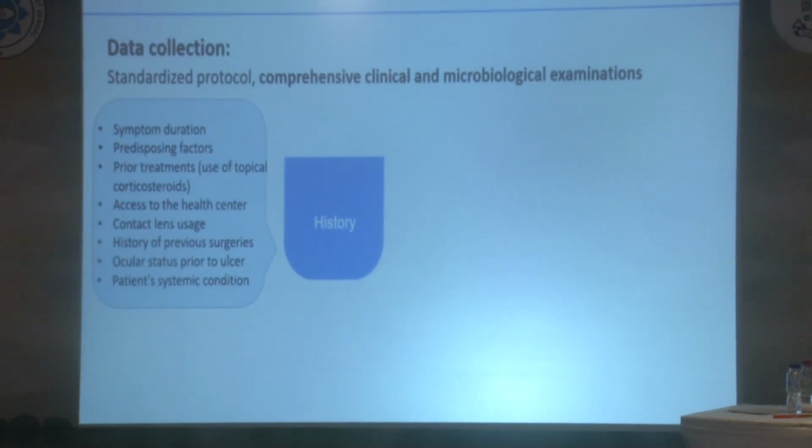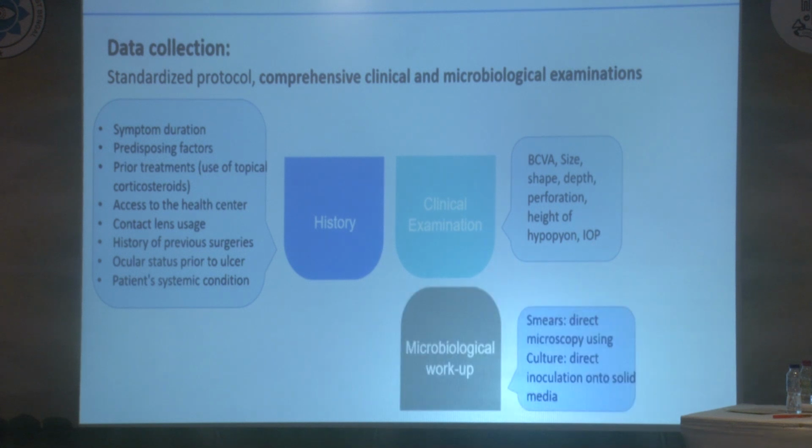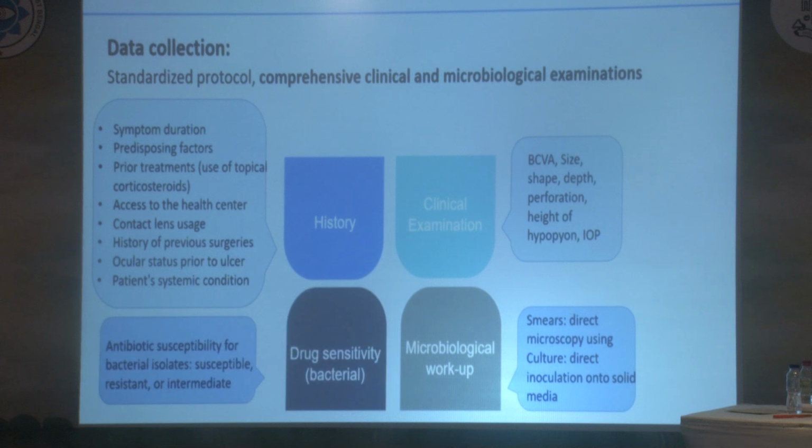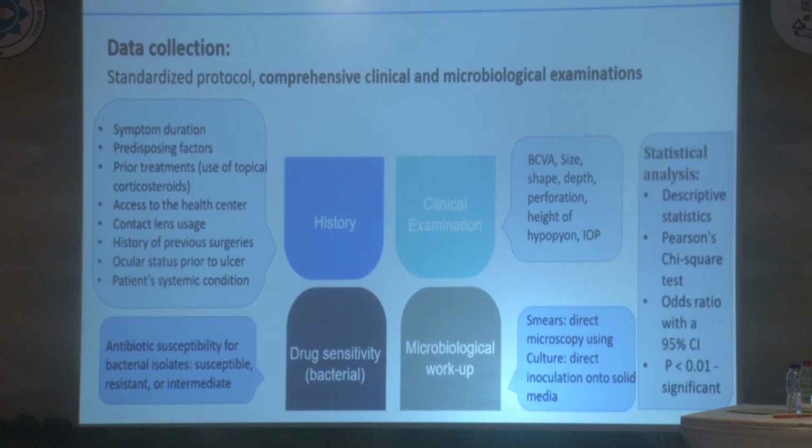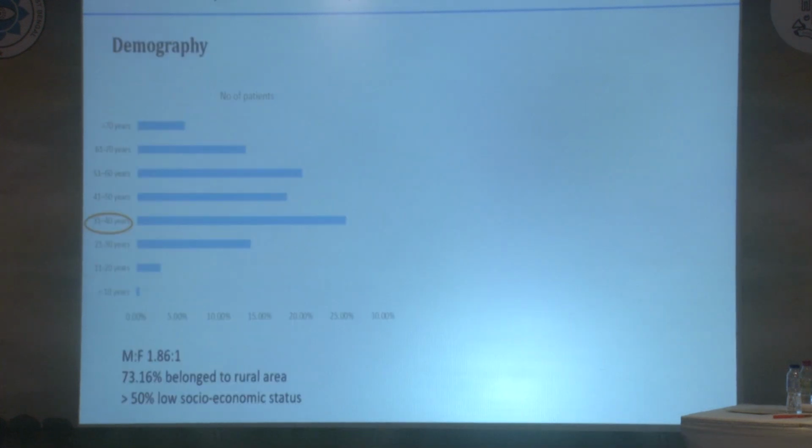So in history, we collected the duration, onset, risk factors, and prior use of any medication, especially topical steroids, contact lens use, or any ocular status prior to the surgery, and systemic conditions. In clinical examination, we took all parameters like size, shape, perforation, IOP, and hypopyon, and the record of smear and culture positivity. In bacterial isolates, we collected data on antibiotic susceptibility. We also did a statistical analysis, including the odds ratio.